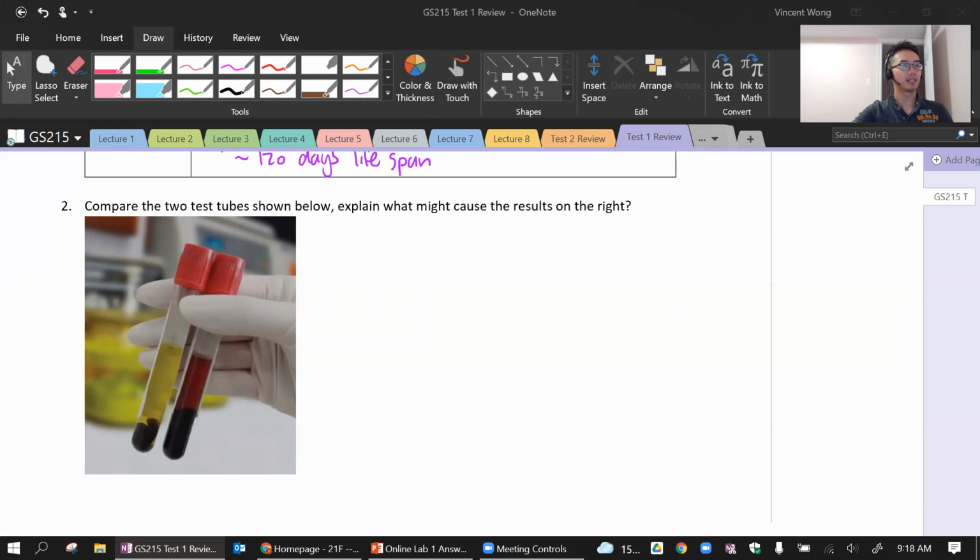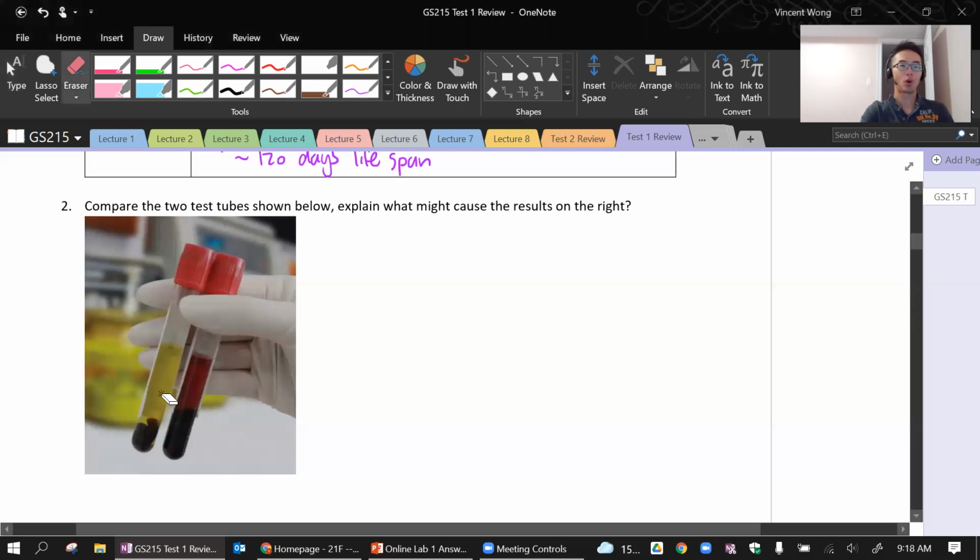All right. Almost 90% of you said the left one is normal. Yeah, that's the normal one. The plasma, you see the plasma? The plasma is supposed to be clear yellow. So this one is the abnormal one, the one with the problem. What's the problem? Anybody? Hemolysis, the cells. Excellent. Thank you. This is hemolysis.